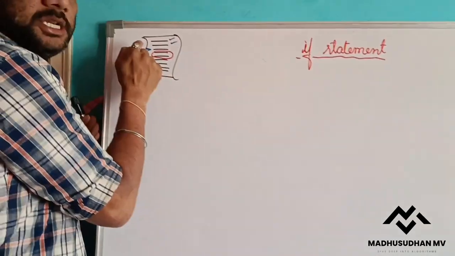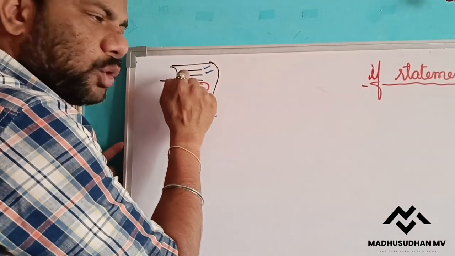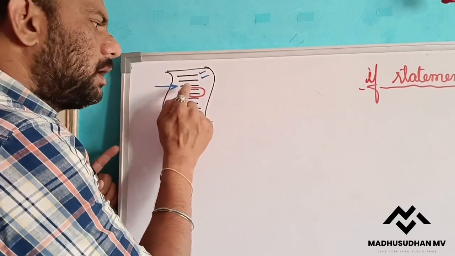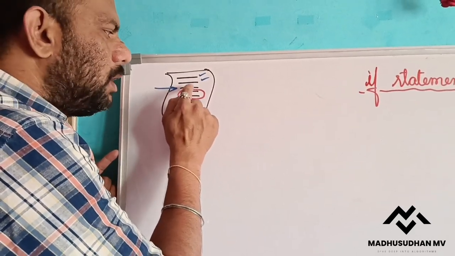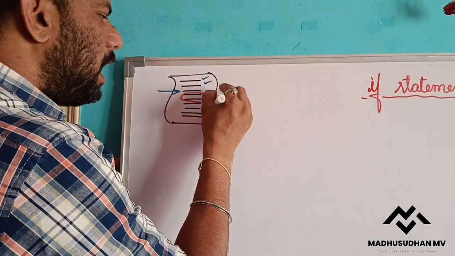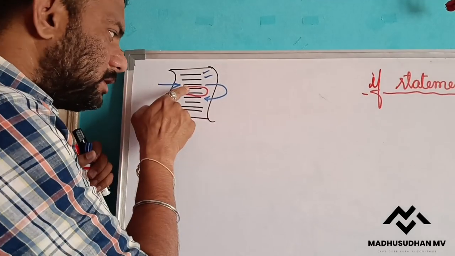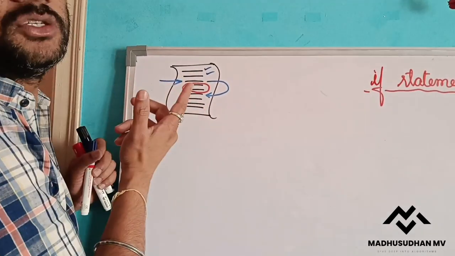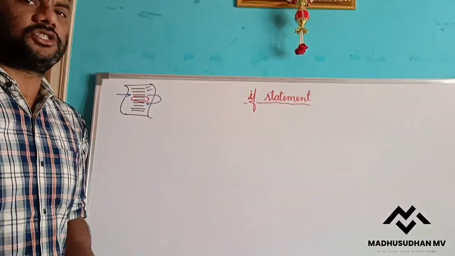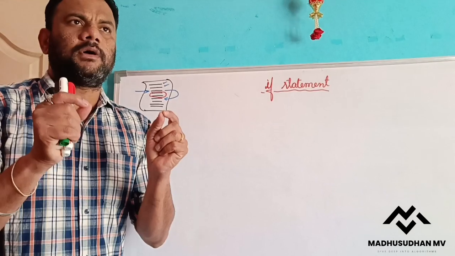The third statement is a conditional statement. If the condition is true, then only it will execute these two statements, whatever I marked in red. If the condition is false, control simply skips them and comes to the next instruction. That means sometimes I need to execute these instructions, sometimes I have to skip them. For that purpose, we go for the if statement.